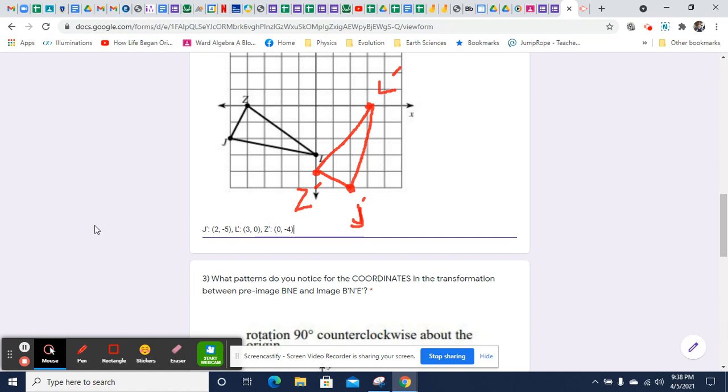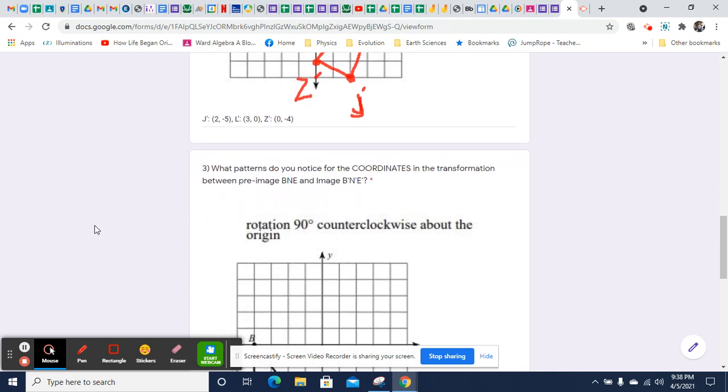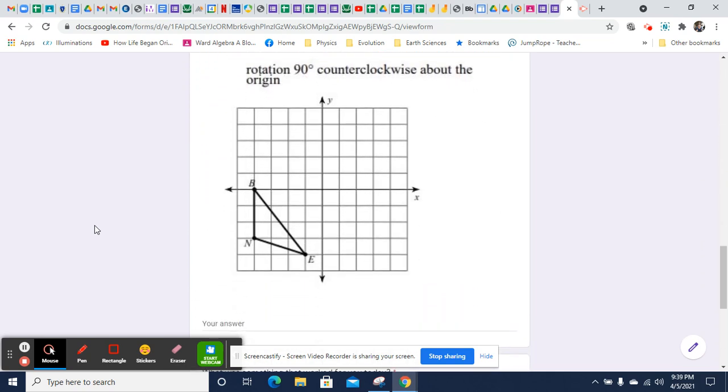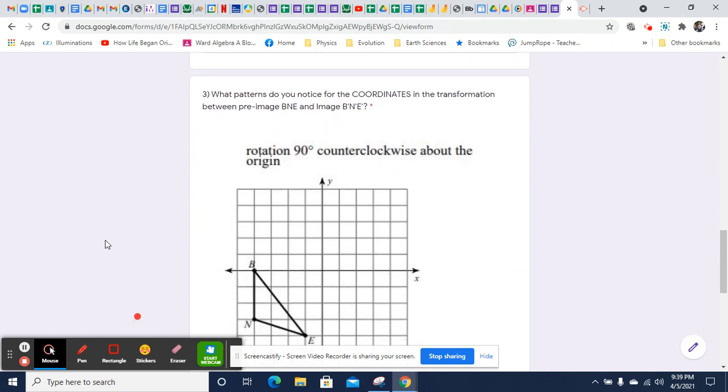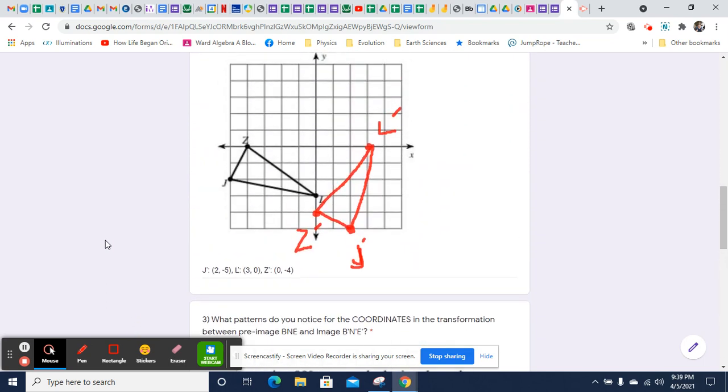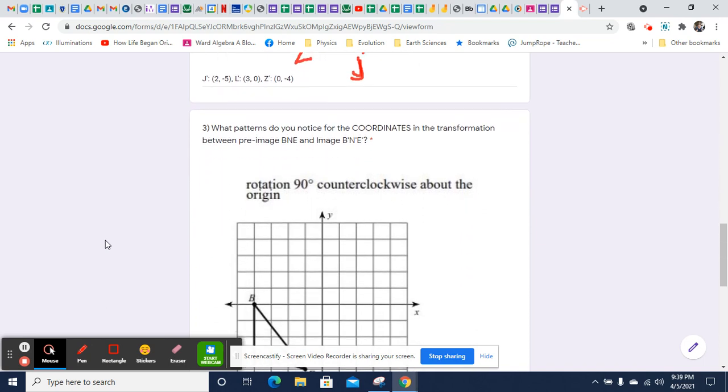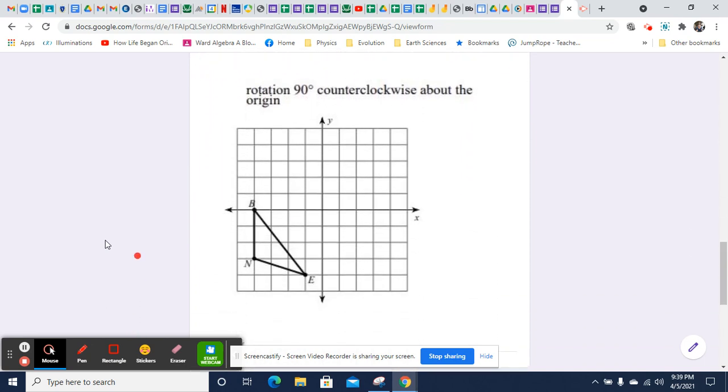All right, so let's consider what has happened with each of these points. Hang on, I think I messed something up. No, I haven't messed anything up. This is just fine. So what patterns do we notice in this rotation? It's a different rotation. I actually meant for it to be the same rotation, but that's okay. You had this rotation in a previous thing. So what are the patterns?